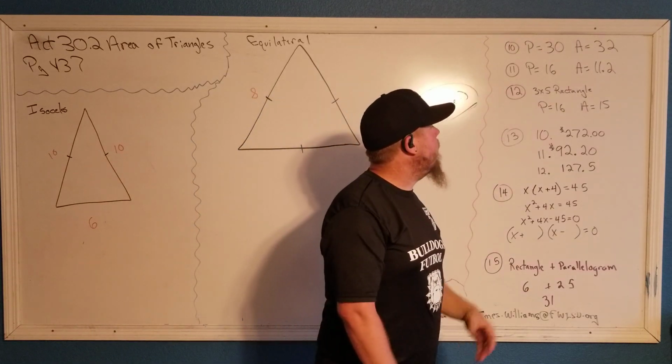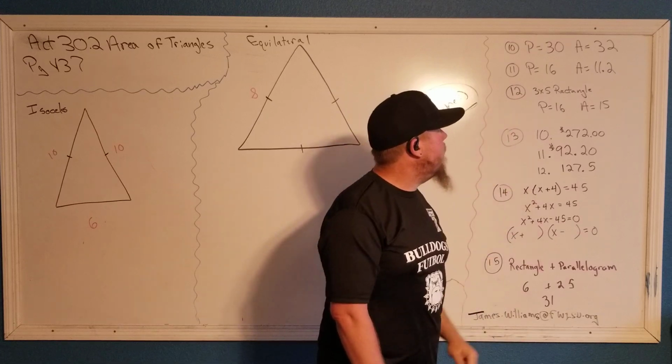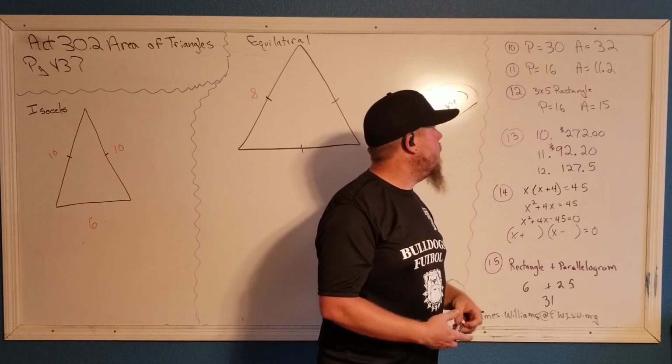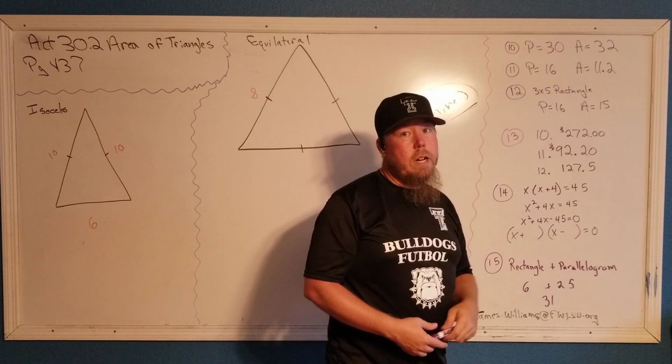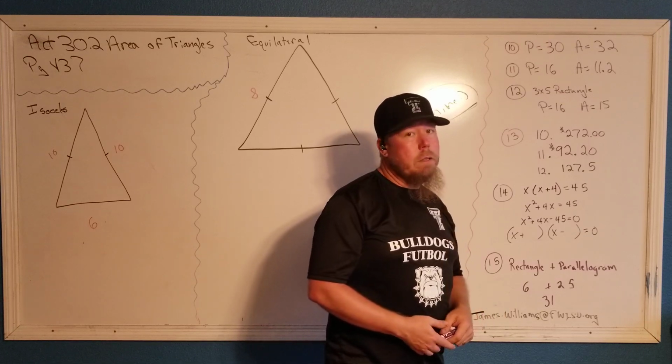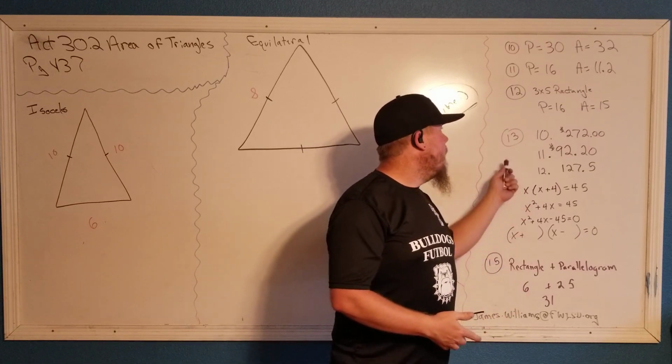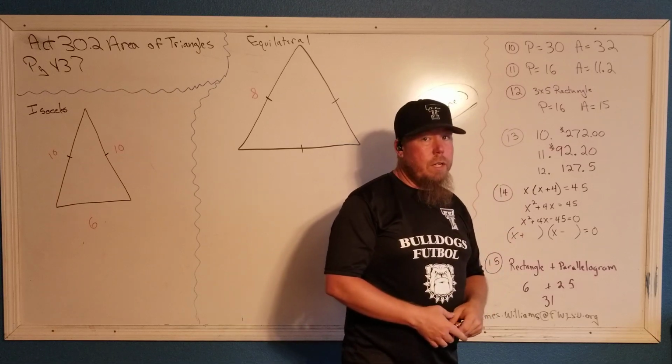Number 10, I got a perimeter 30, area 32. Number 11, perimeter 16, area of 11.2. Number 12, when you sketch it out on the graph, is a 3x5 rectangle, so perimeter of 16, area of 15. Number 13 asks you to come up with the cost for each of these.